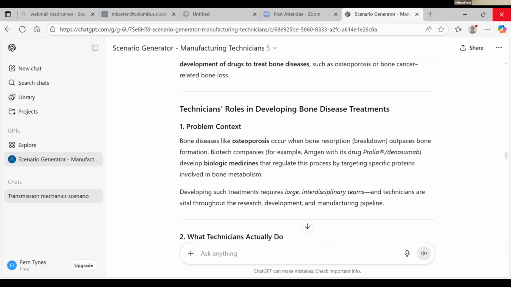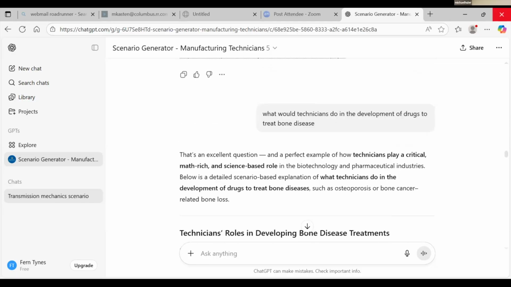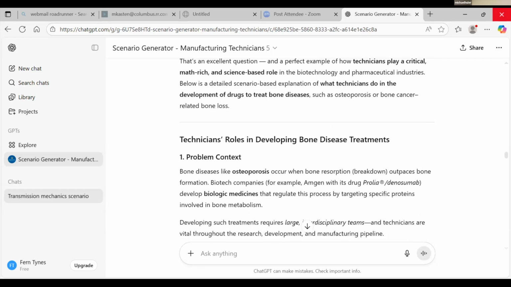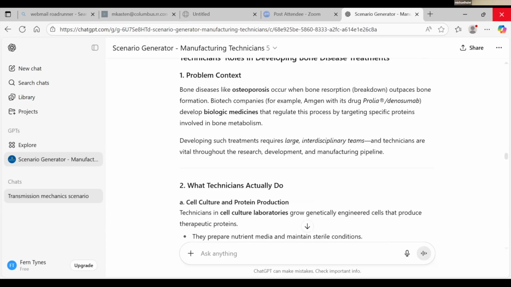Then we asked them to give a scenario, like what would a technician do if they were working on the development of drugs to treat bone disease. The reason we asked that, because my background is science, was that I was interested in whether they would go into the nature of scientific experimentation. But it wasn't very clear about the actual doing of experiments.